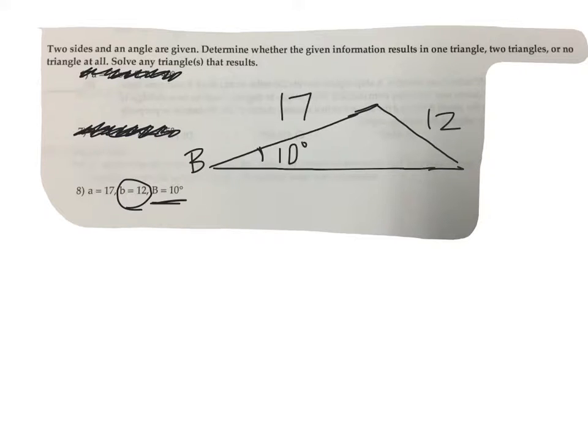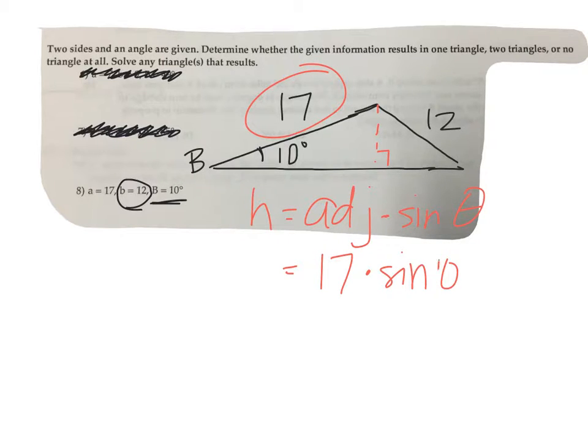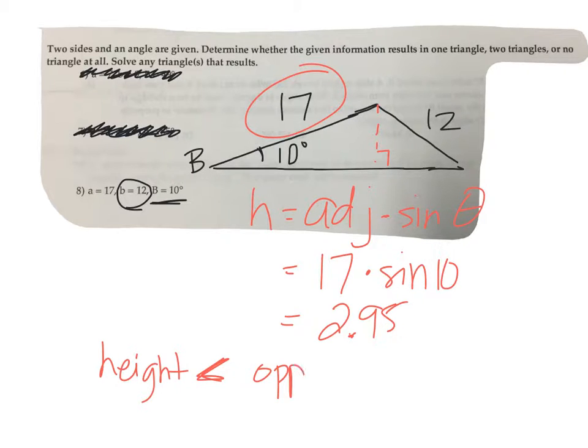So the first thing we do is we calculate the height of this triangle, because that's really the thing we need to analyze. You always calculate the height by taking the adjacent side and multiplying it by the sine of the given angle. So since 17 is the adjacent side and 10 is the degree, we plug this into our calculator and get 2.95 is the height.